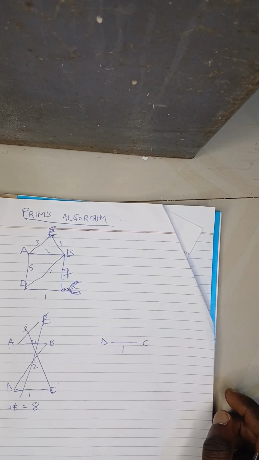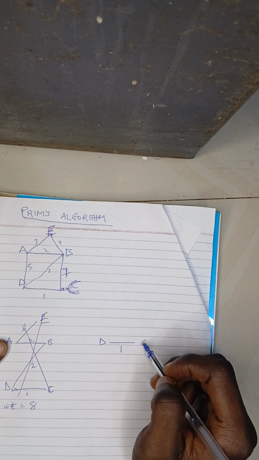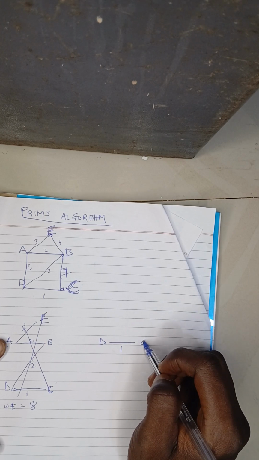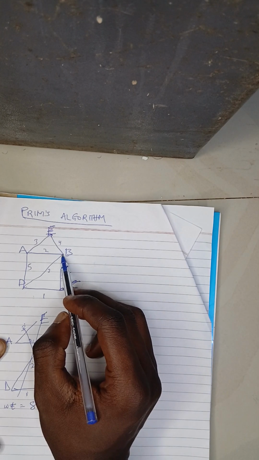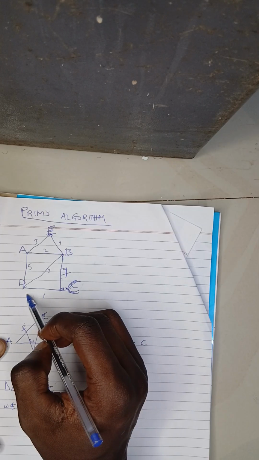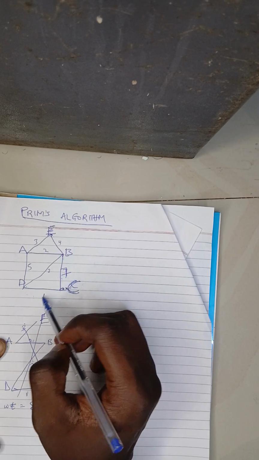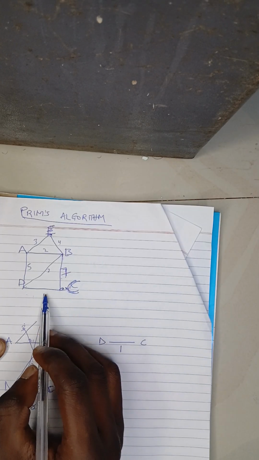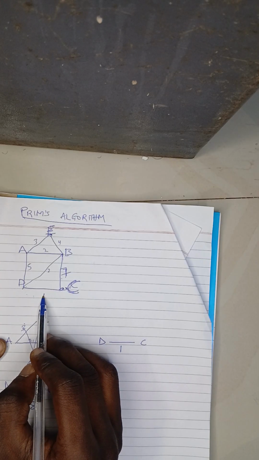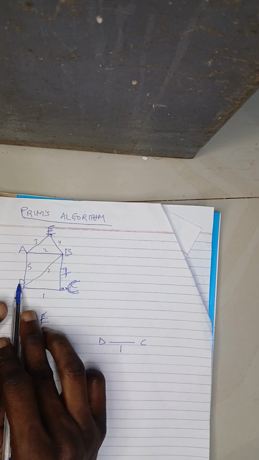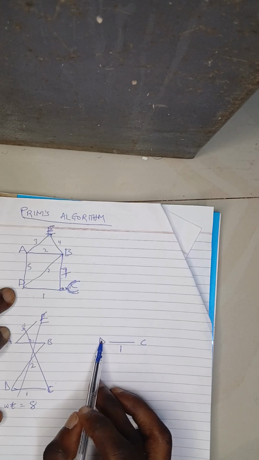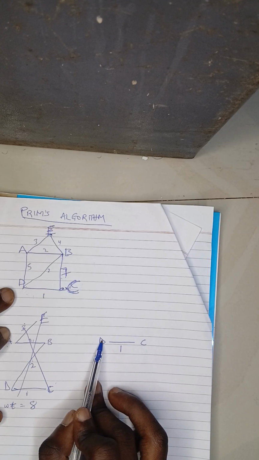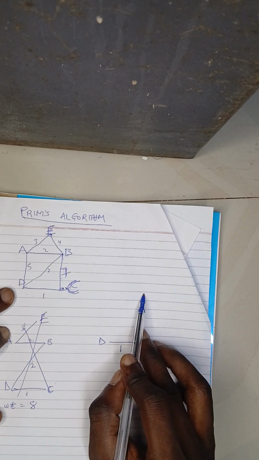Good. Now, once you reach C, C has 2 connections: 1, 2. Among the 2, which one is the least? This one is the least. But Prim says that once you leave a node, you cannot go back. We left D, so we cannot come back to D. So we are forced to go to B.